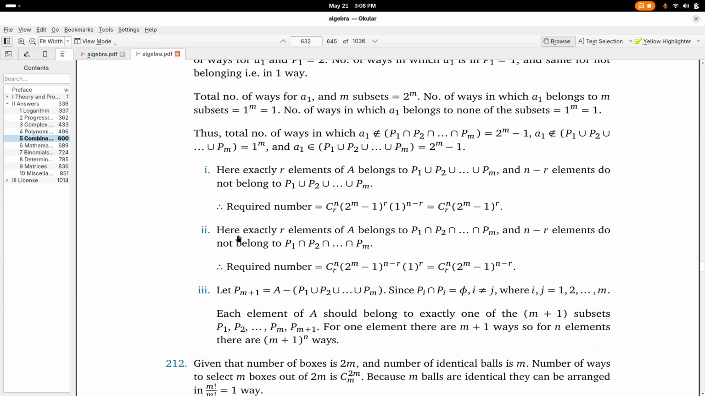The second part of the question is: exactly r elements of A belong to the intersection of the sets, and n minus r elements do not belong to the intersection. The value for which an element doesn't belong to the intersection of sets is 2 to the power m minus 1. So here it will be nCr; nCr or nC(n minus r), both are the same. And this time the powers will be n minus r and 1 to the power r. So the number of ways is nCr multiplied by (2 to the power m minus 1) to the power n minus r.